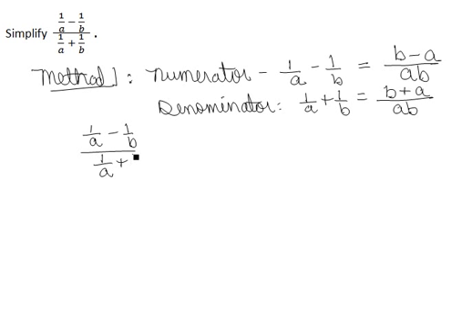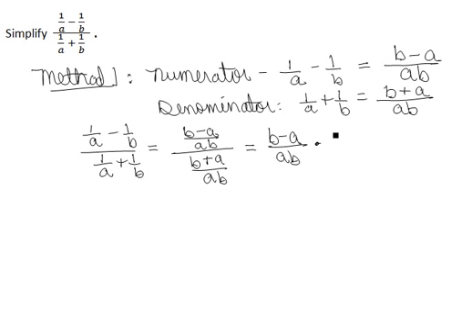So here's the original complex fraction, and replacing the numerator with it as a single fraction of b minus a over a times b, and the denominator becomes b plus a over a times b. So now we have one fraction divided by the other, and to do division by a fraction, we multiply by the reciprocal. So we flip the denominator and we multiply by that reciprocal.